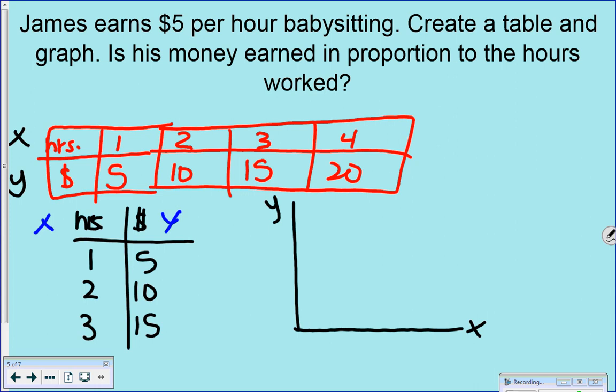So down here, I'm going to have hours. And over here, I'm going to have money. On my hours axis, whichever one you did, I'm probably going to go by 1, 2, 3, 4, and 5. That's the easiest way. And then up and down, I could probably go by 5s because that's a pretty easy interval. And then you should be able to plot your points and then connect your dots.